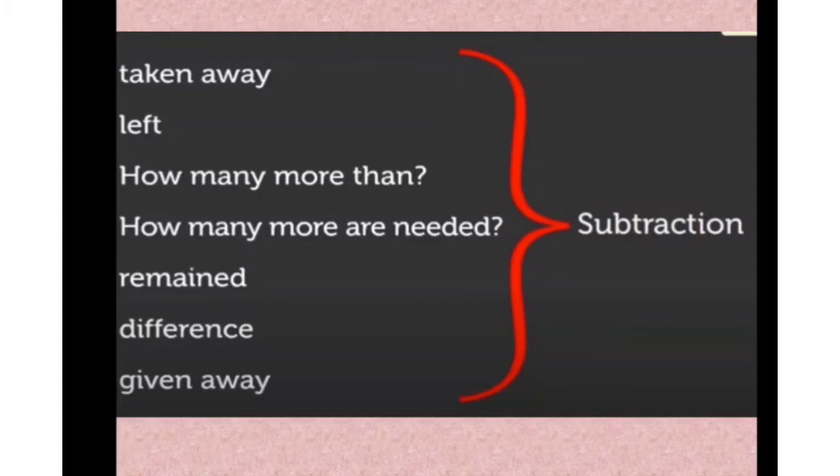See beta, this is some new terminology that can be used in our subtraction word problems, and with the help of this terminology you can easily identify that it is a subtraction word problem. Taken away, left, how many, more than, how many more are needed, remain, difference, and given away. These are very important terms for this chapter.